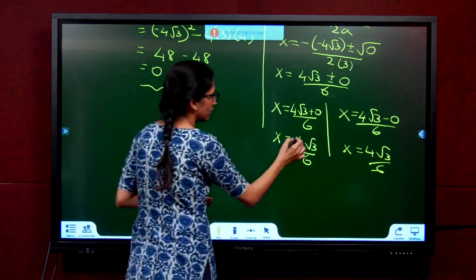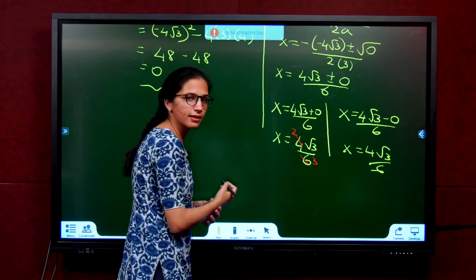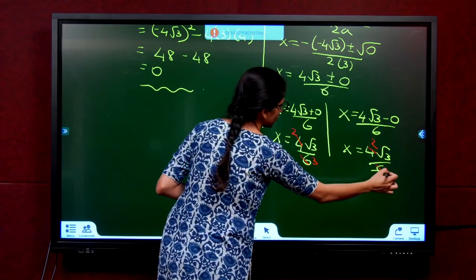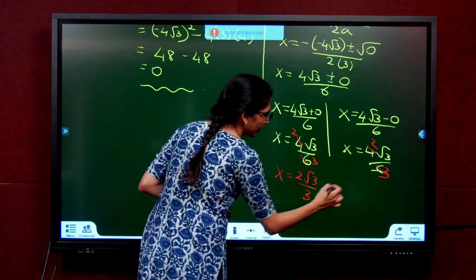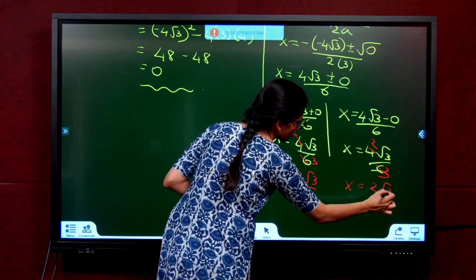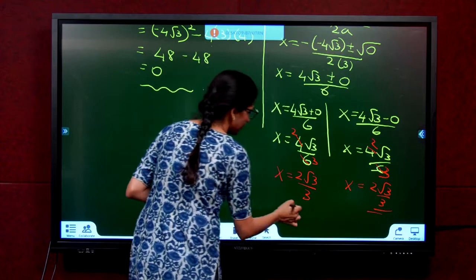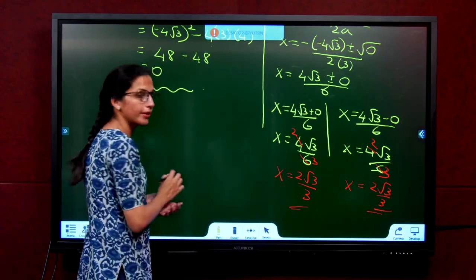What can we do here? 2 twos are 4, 2 threes are 6. So x equals 2√3 by 3. These are the roots of the equation.